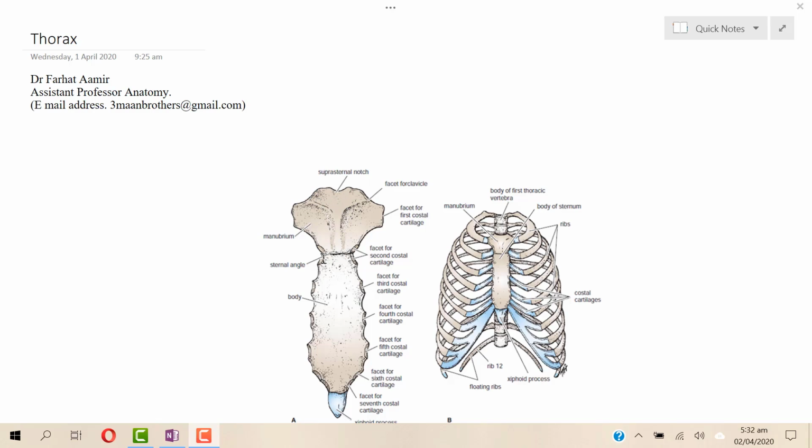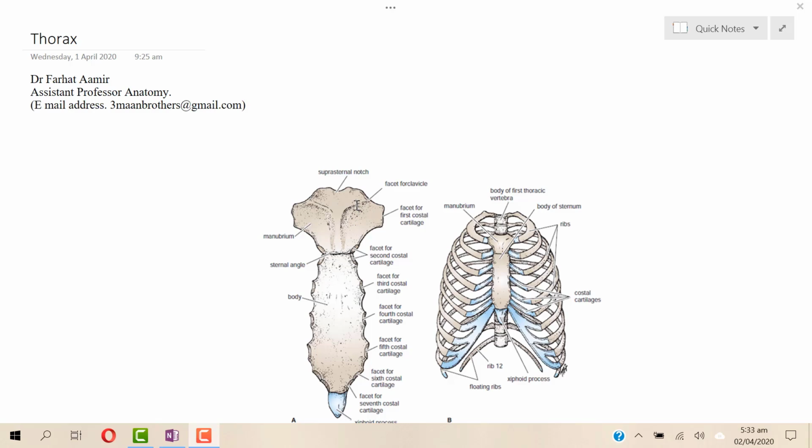On the lower border, can you see this ridge, a transverse ridge? This is called the sternal angle, or the angle of Lewis, which is a very important landmark in anatomy. It will show many important points which you have to remember.